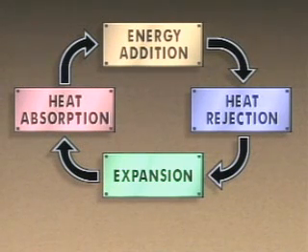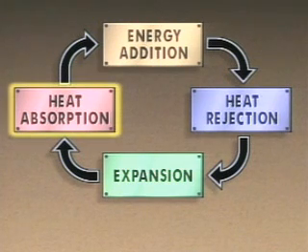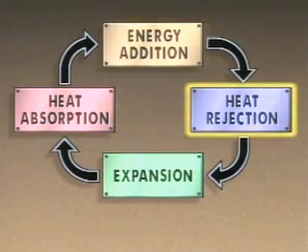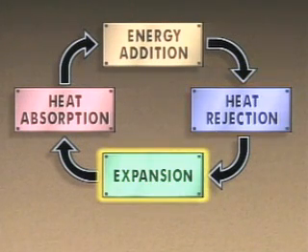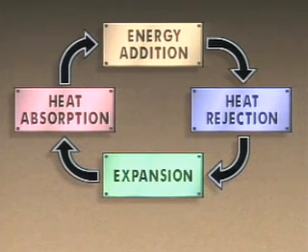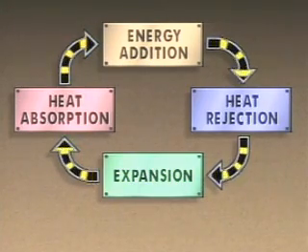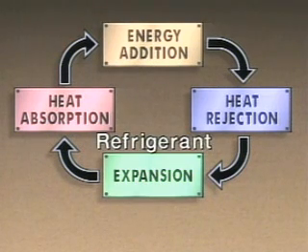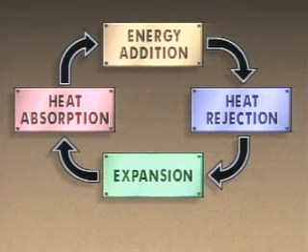A typical vapor compression refrigeration cycle has four basic steps. They are heat absorption, energy addition, heat rejection, and expansion. Since the steps repeat, the cycle is a closed system, and it is designed to operate continuously. The cycle uses a fluid known as a refrigerant to transport heat through the system. Let's take a closer look at the four steps.